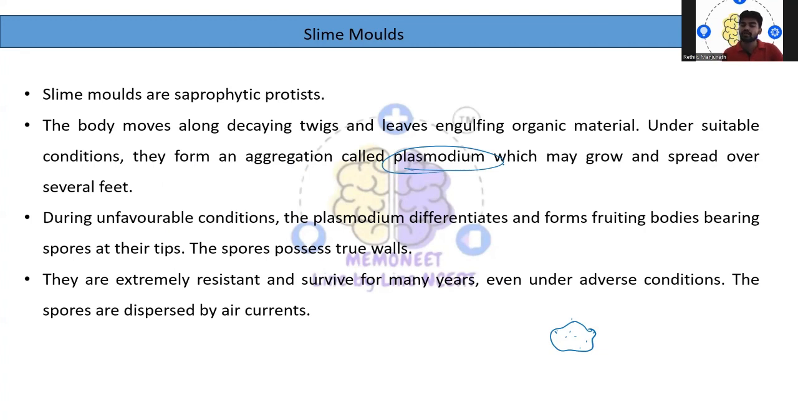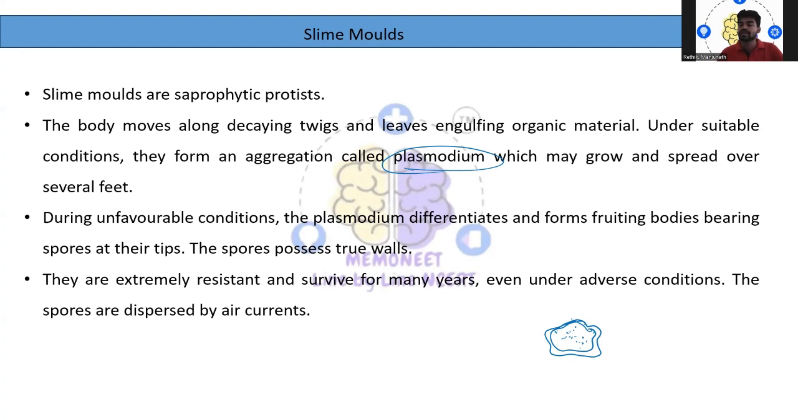Okay, so later on what happens? It is going to grow and spread over several feet. And during unfavorable conditions, what happens? This plasmodium differentiates and forms a fruiting body bearing spores at the tip. So at the tip, what you will see is the spores, the fruiting body, spore-bearing.